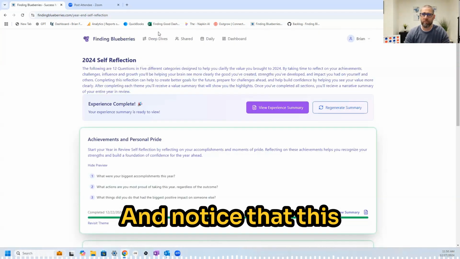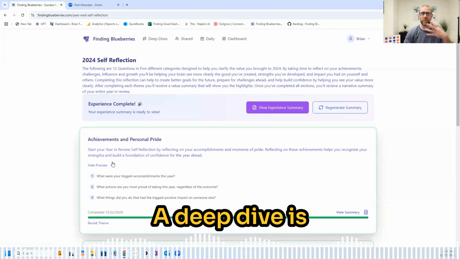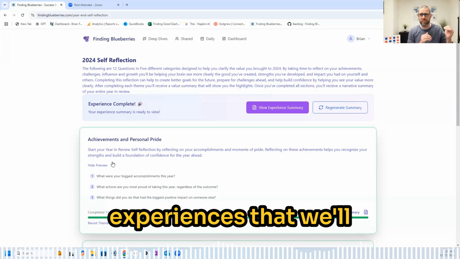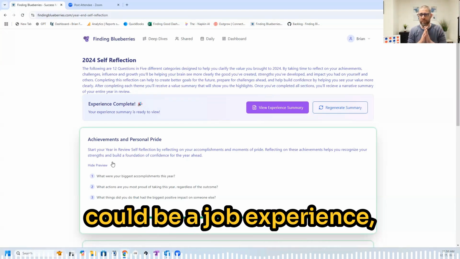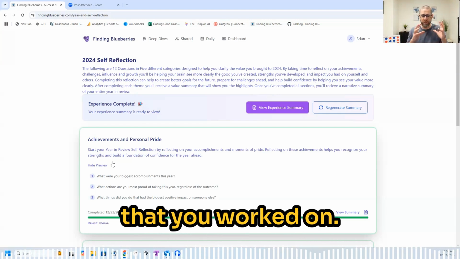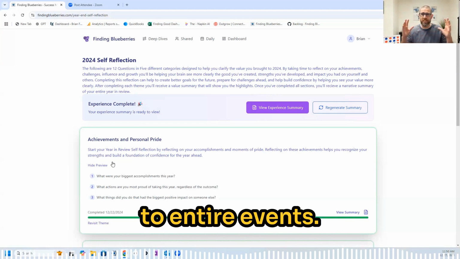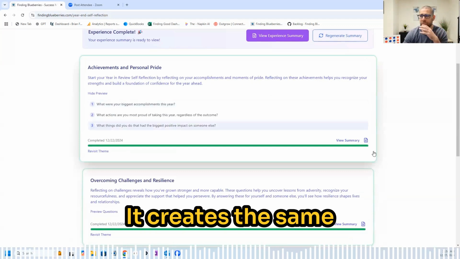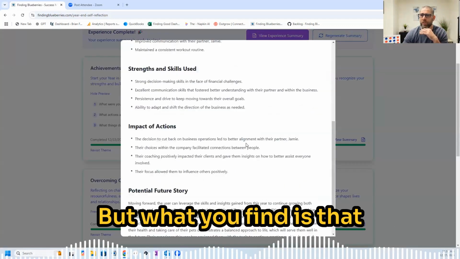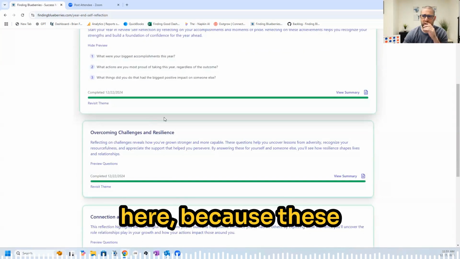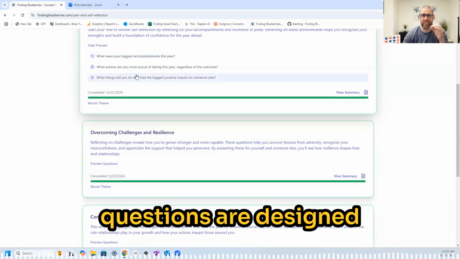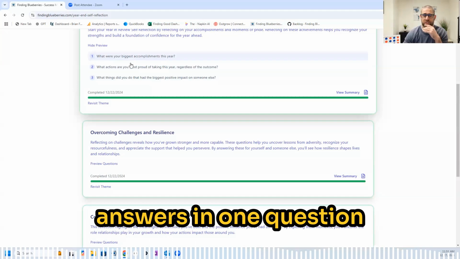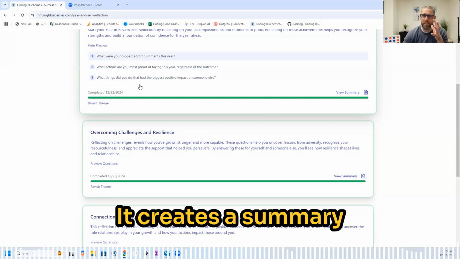And notice that this broader experience, a deep dive, is about looking at an entire narrative. In this case, a year. It could be other experiences that we'll be adding in the future. It could be a job experience, could be a project that you worked on. We'll be creating ones that are very specific to entire events. And so this one has a little bit of a different flavor. It creates the same summaries as before, but what you find is that every 3 questions here, because these questions are designed to have a little bit more detail in the answer, to have maybe multiple answers in one question, it creates a summary based on 3 questions.